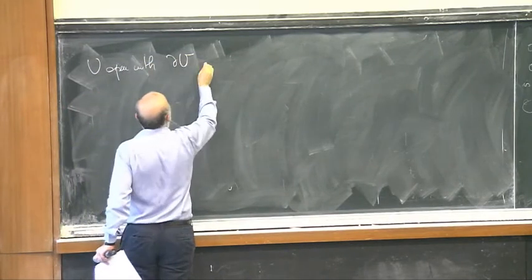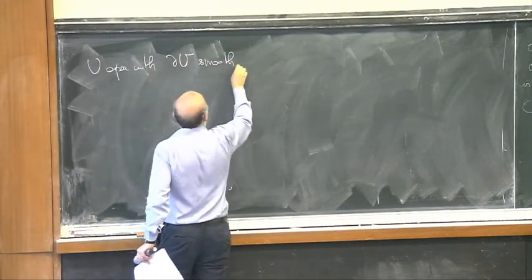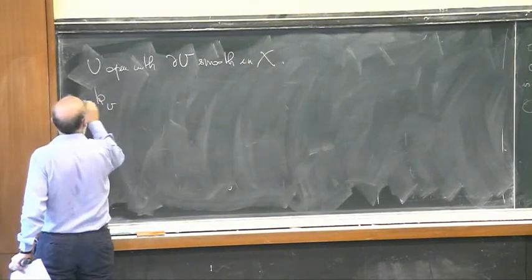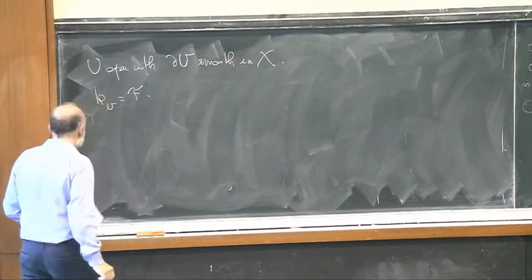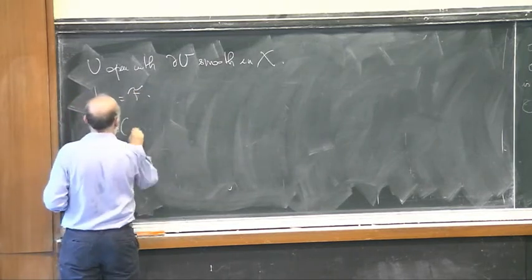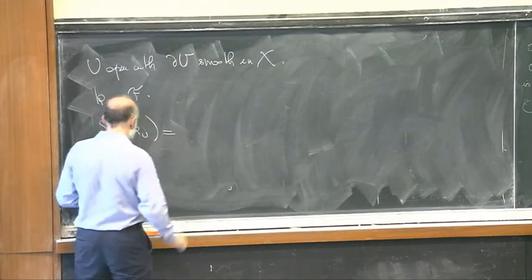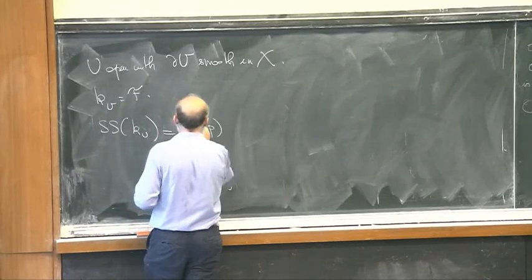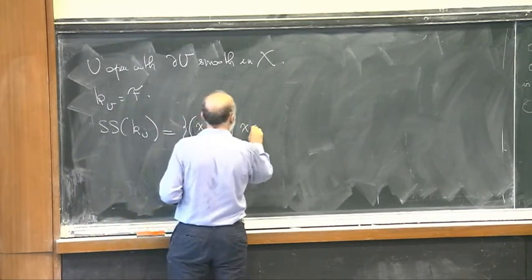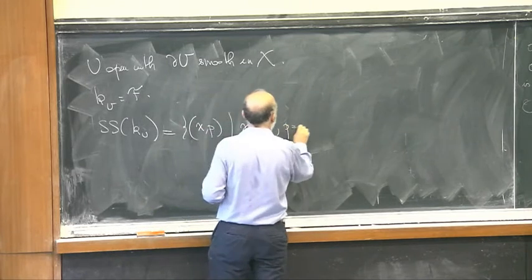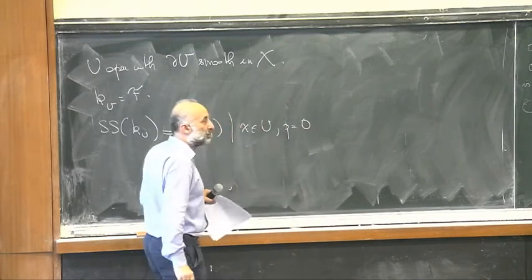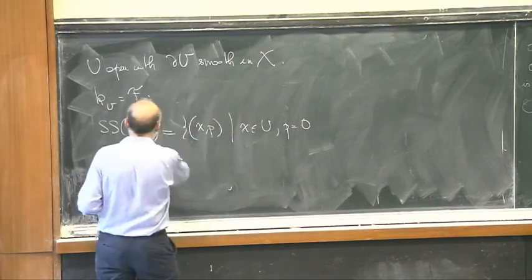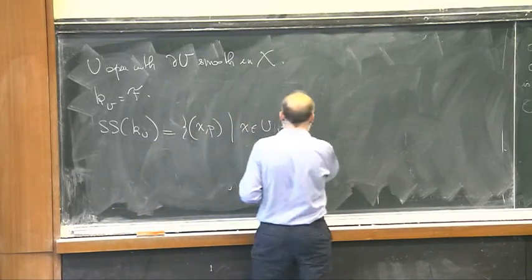Open with smooth boundary in X, and then I look at the sheaf K of U, and my claim is that the singular support of K_U is the set of pairs (X, P) such that either X is in U and P is equal to 0. And clearly this must be inside because the support of K of U is exactly U.